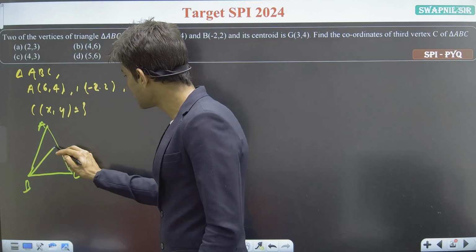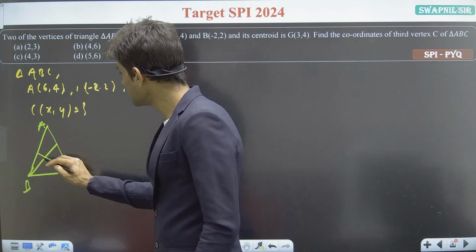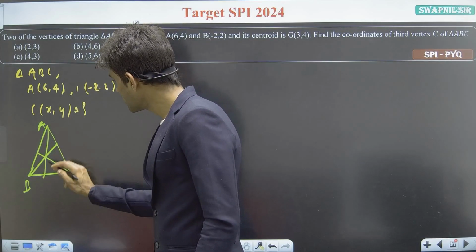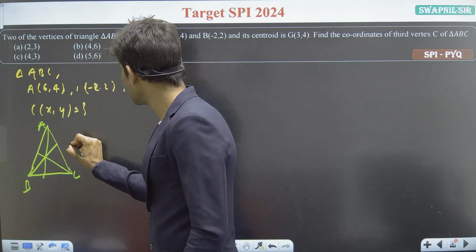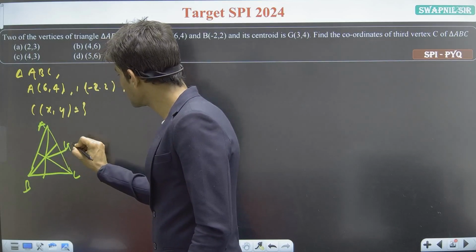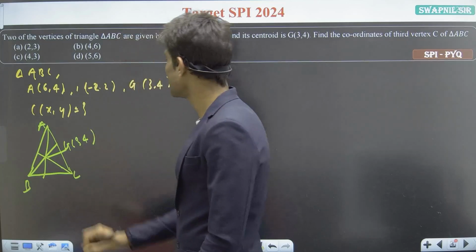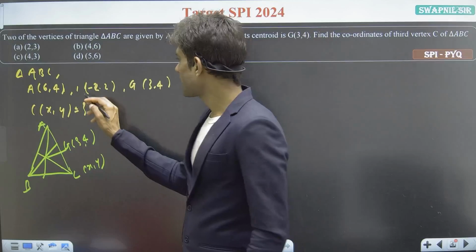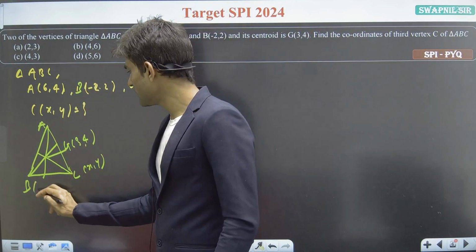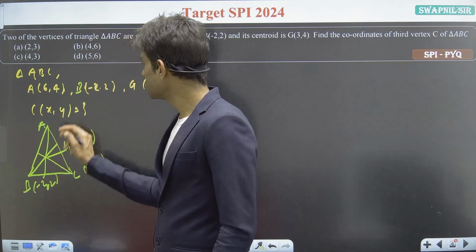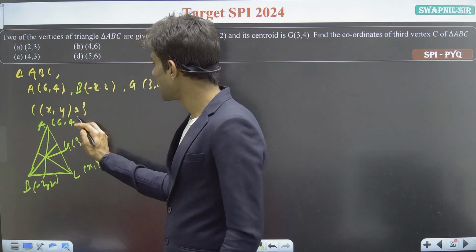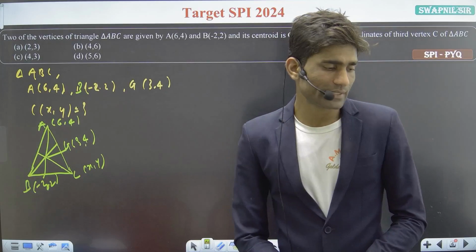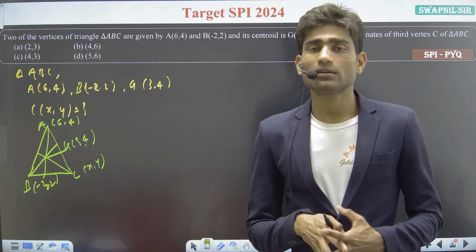The medians of the triangle meet at the centroid of our triangle. So consider this G as the centroid. G of 3, 4, this one is the centroid here. C of x, y, we want this point here. After that, B of minus 2, 2 is given, these 2 points. A, which has 6 and 4, are these 2 points. So the coordinates for vertices A and B, and the centroid G are given.